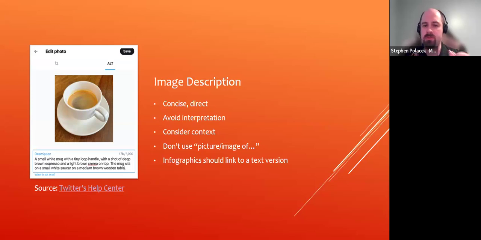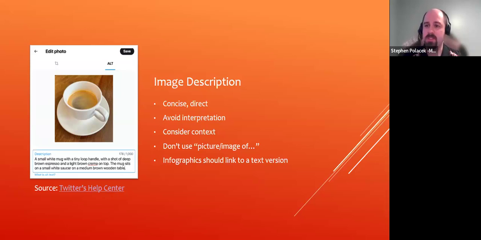You also don't want to use picture or image of because assistive technology is going to tell the user that. Screen readers will say, this is the graphic, here's the description. Voice control, when a user is filtering through elements on the page, is going to divvy this out into the graphic section and point that out to them. So you can rely on the user's tools to tell them what this is, what this is not.